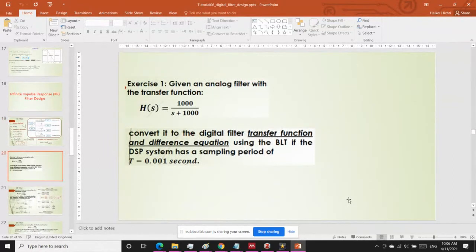So let's do this exercise. Given an analog filter with a transfer function 1000 over S plus 1000. So you're given the analog filter. This is an analog transfer function for the filter. The question is just to convert it to the digital filter transfer function and find the difference equation using the BLT method, if the DSP system has a sampling period of T equal to 0.001 seconds.